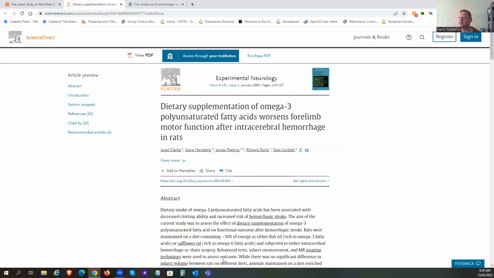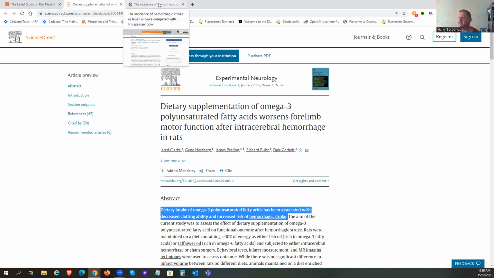So as they point out here, dietary intake of omega-3 fatty acids has been associated with decreased clotting ability. That's true. And it's not only associated, there are also mechanistic studies that show that it thins out the blood and increases the risk of hemorrhagic strokes. That's well established in the literature and in experimental work, like they've done here with this experimental rat. So it's not merely associated. This is what I get really annoyed about. There's more than just an association.